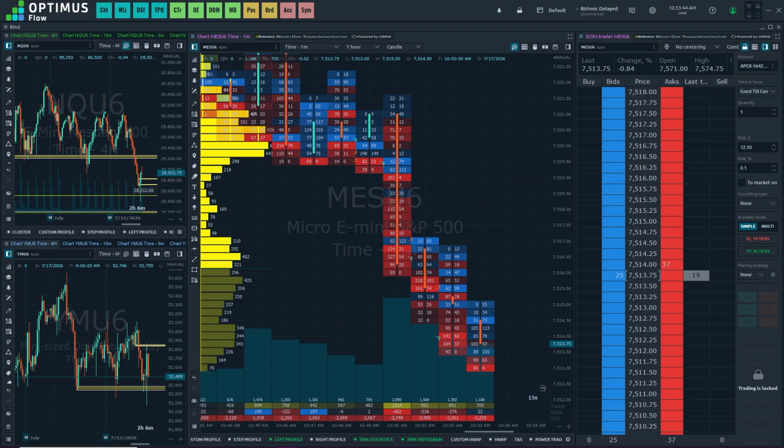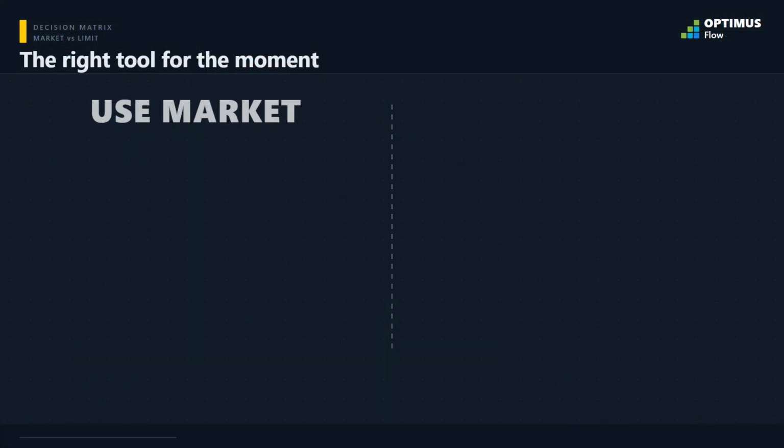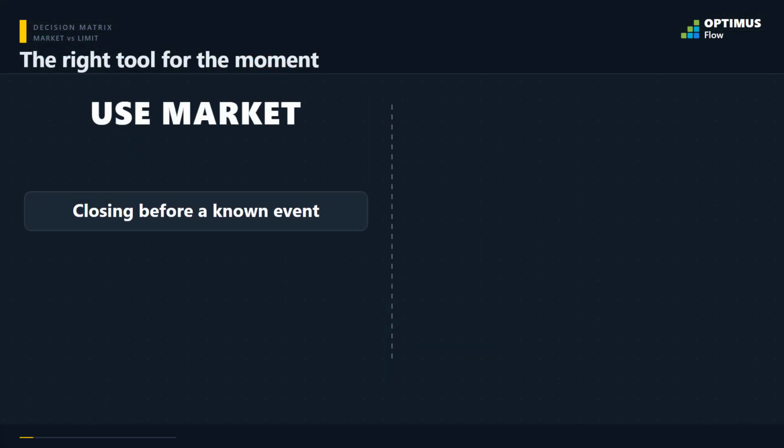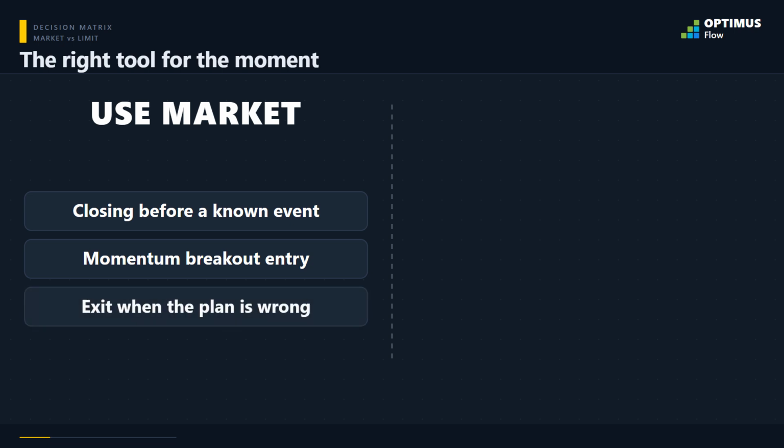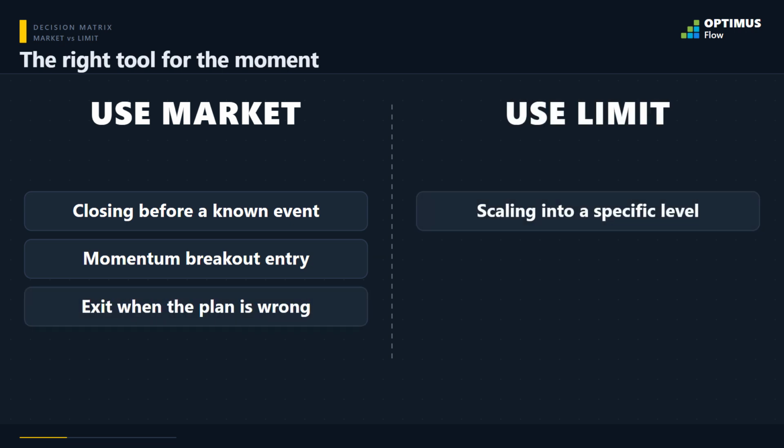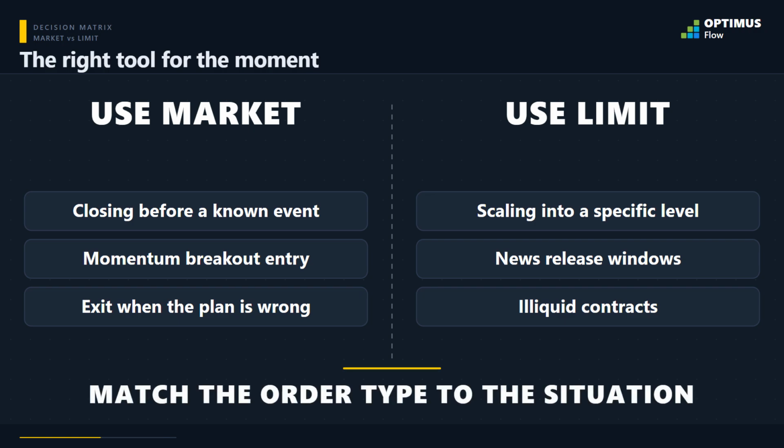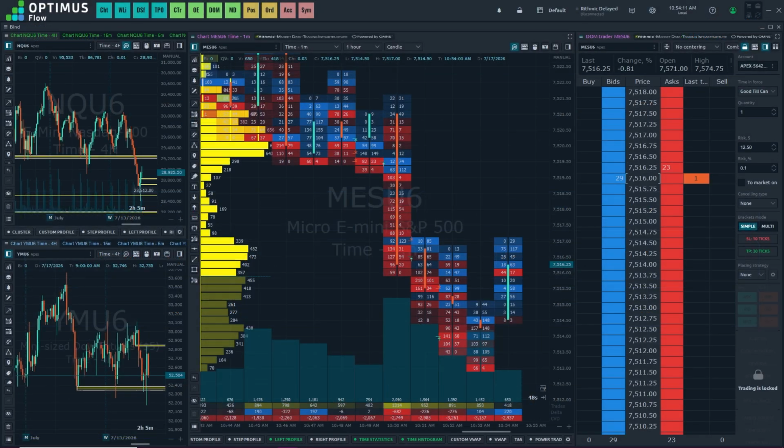So when should you use a market order and when should you not? If you're closing before a known event, let's say FOMC or expiration, and you just want to get flat, that's a market order. There's a momentum breakout entry where missing the move is worse than slipping a tick, you would use a market order. Typically, you would more often than not use a limit order when you're scaling into a specific price level or there's news windows and illiquid contracts.